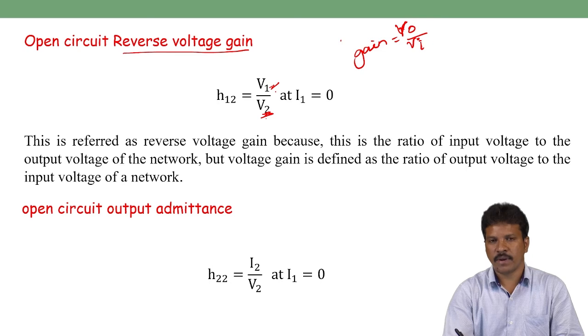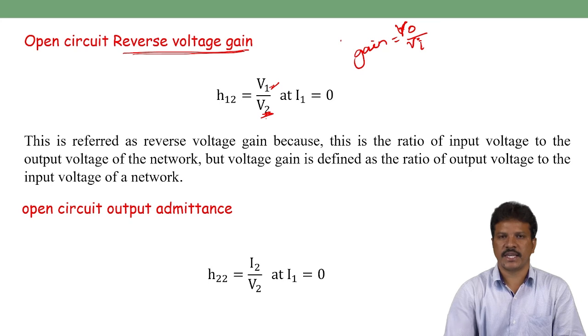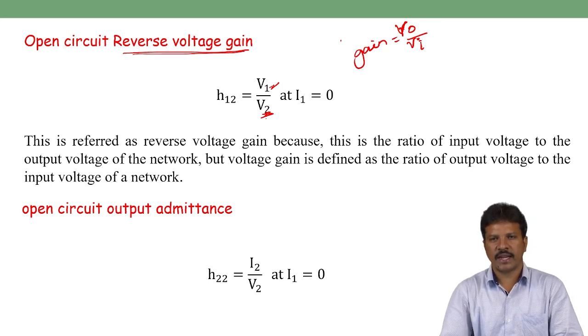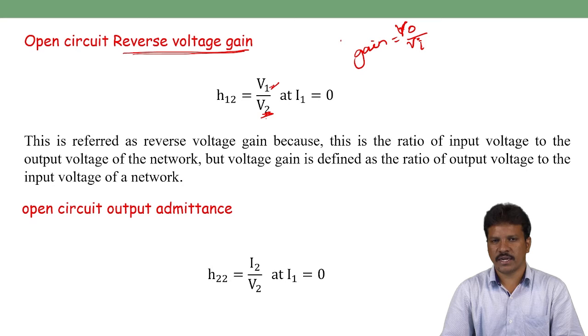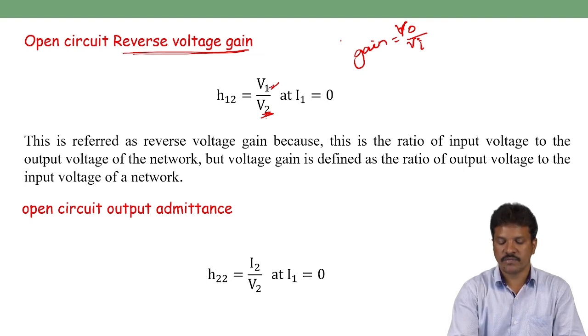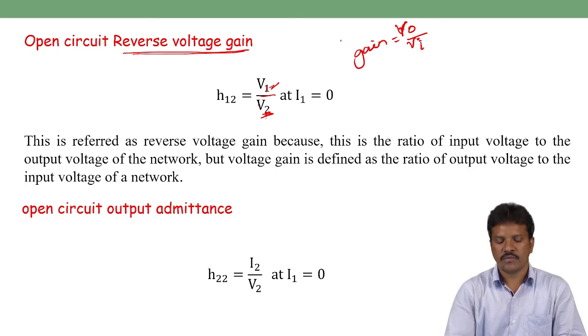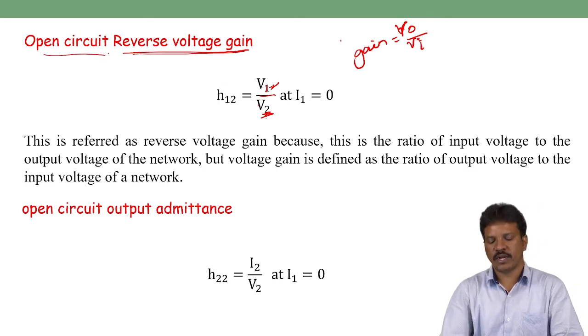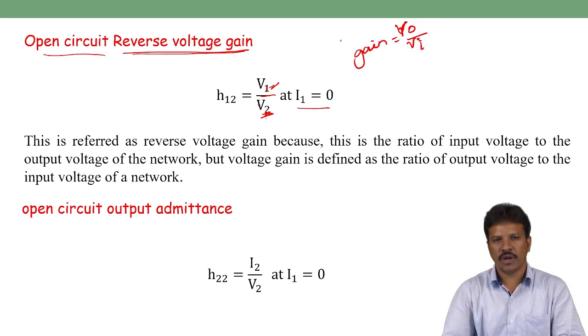Since it is a reverse of this gain, we call it reverse voltage gain. The units for current gain and voltage gain are constant, so there are no units for gain. It is the reverse value of V1 by V2, so we call it open circuit reverse voltage gain. Because I1 is equal to 0, it is open circuit, and the ratio of input port voltage by output port voltage is called reverse voltage gain.